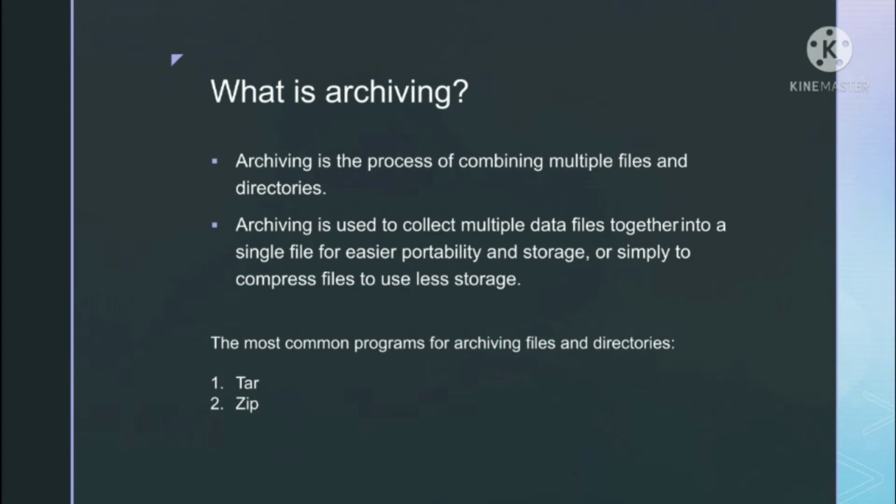So first is tar. Tar is a Unix command representing tape archive. It is used to combine or store multiple files. Next is zip. Zip is a common file format that's used to compress one or more files together into a single location, and it reduces the file size and makes it easier to transport or store.